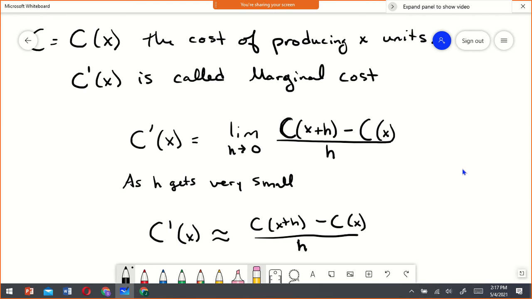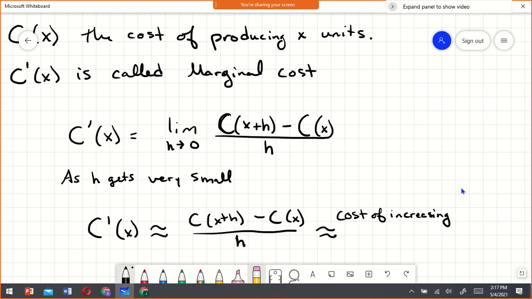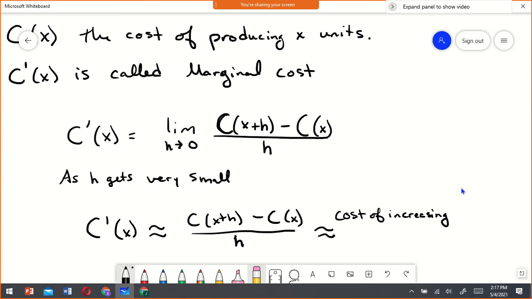And in words, you could say that the derivative or the marginal cost is approximately the cost of increasing the number of units we produce, increasing production from X amount to more than that, X plus H amount. That's what this numerator is referring to. And that's just over H.